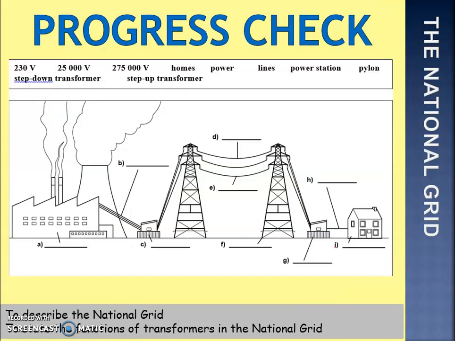Okay, here's a diagram showing the national grid. Pause that, and at each point, A, B, C, D, E, F, G, H, and I, you can put one of the words that's at the top. They will fit in there. So write down A, B, C, D, E, F, G, H, I, put the answer that you think is there, unpause the video, and I'll go through those answers for us.